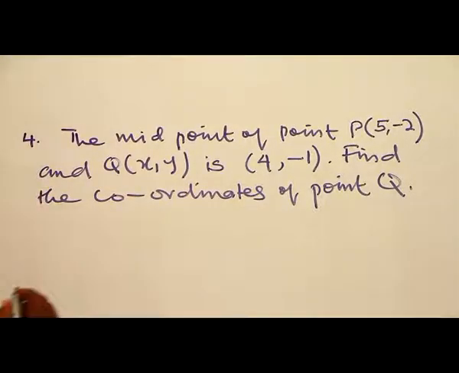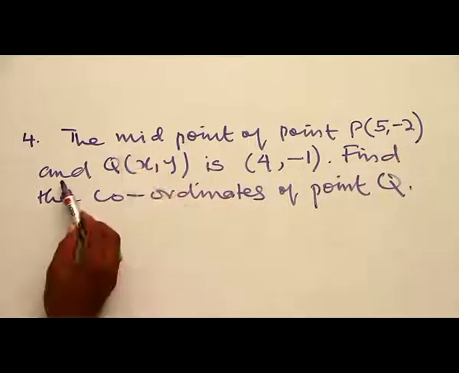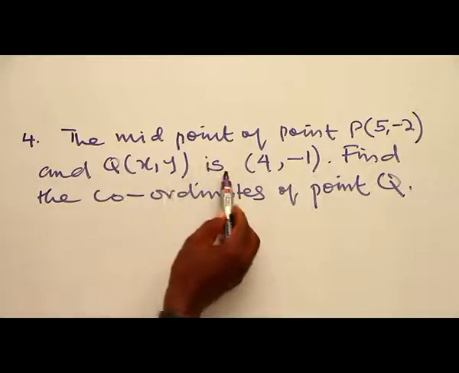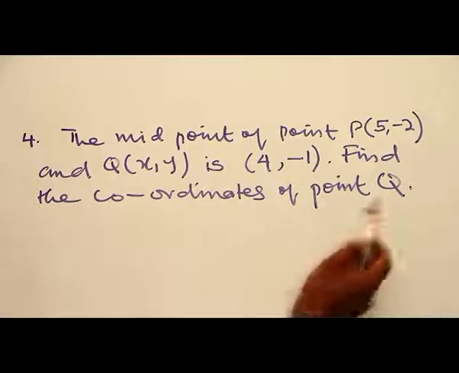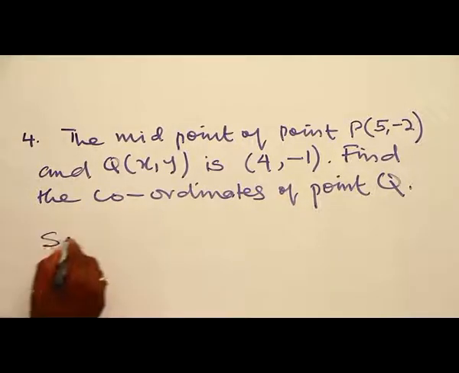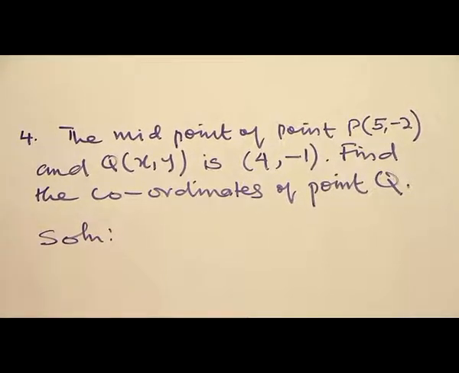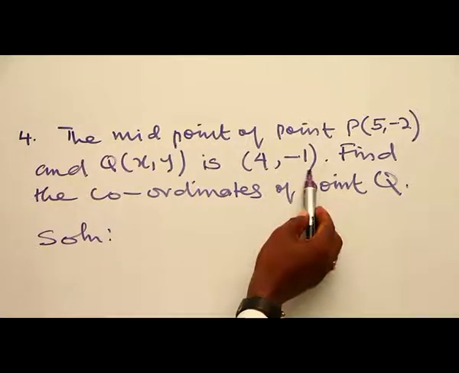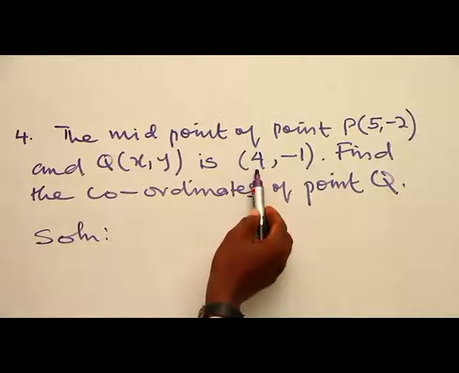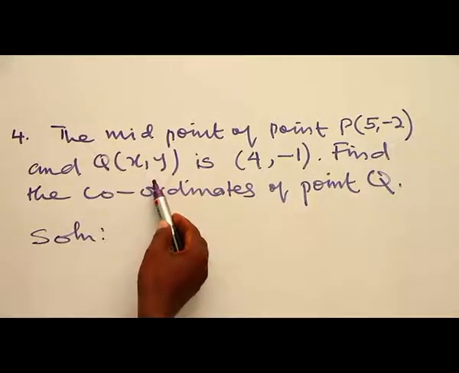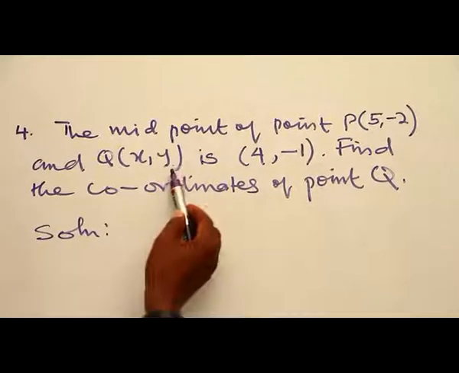Example number 4. The midpoint of points P (5, minus 2) and Q (x, y) is (4, minus 1). Find the coordinates of point Q. Solution. You will recall in this case that this is the midpoint, and the first value here, 4, is associated with the x coordinate, while the minus 1 is associated with the y.